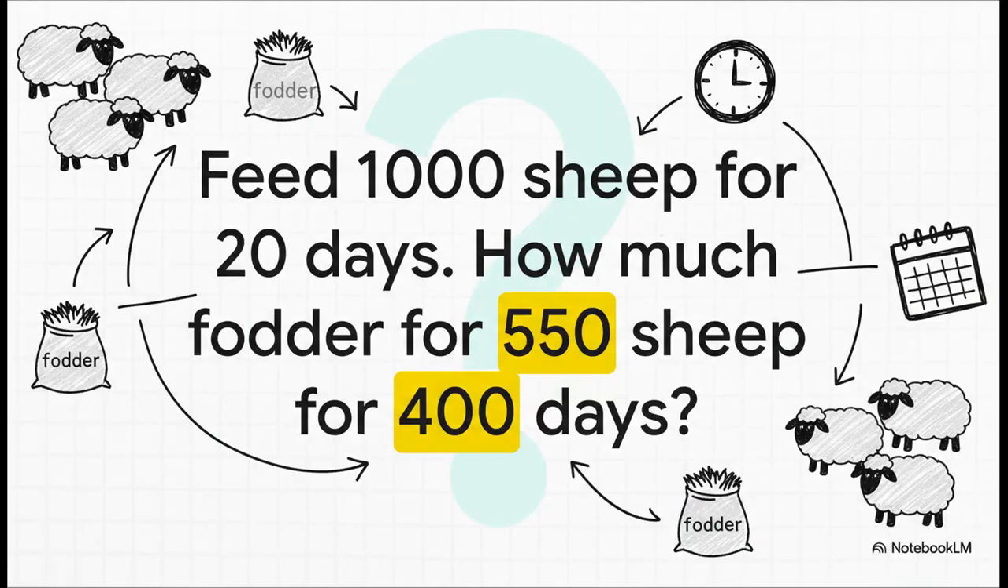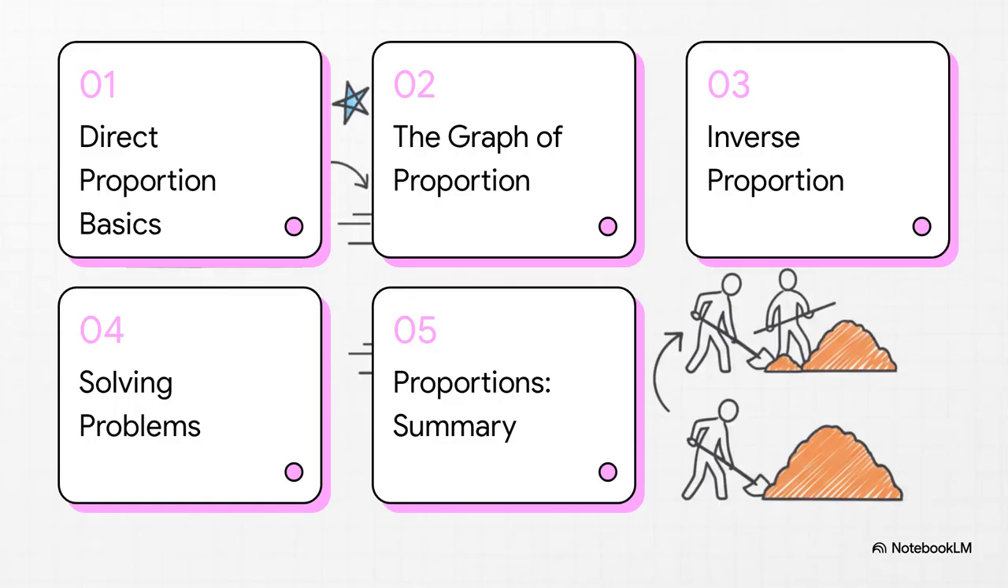Now, before we get into the theory, let's start with a real-world puzzle. We've got sheep, we've got fodder, and we've got time. And all of these numbers are changing. It looks pretty complicated, right? But don't you worry, we're going to build a logical framework together that will make solving problems just like this one feel totally straightforward. So here's our game plan for today.